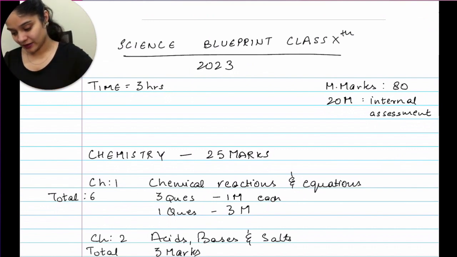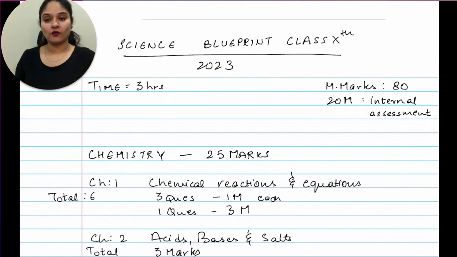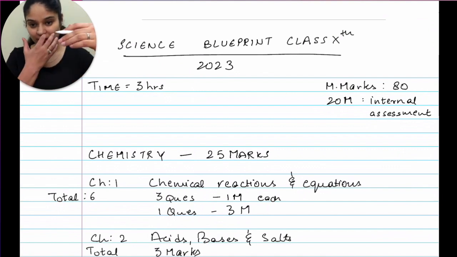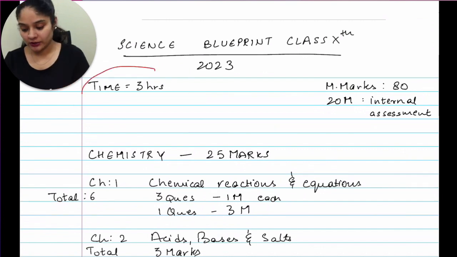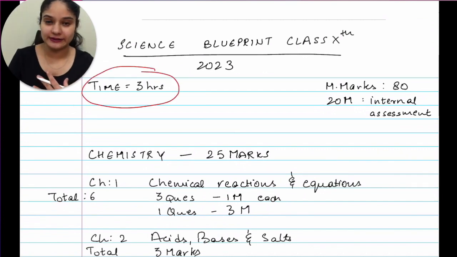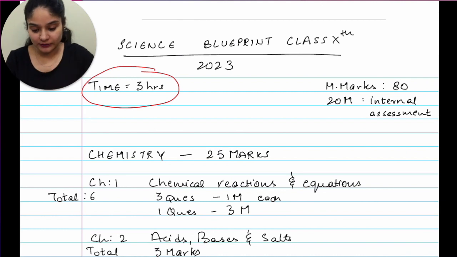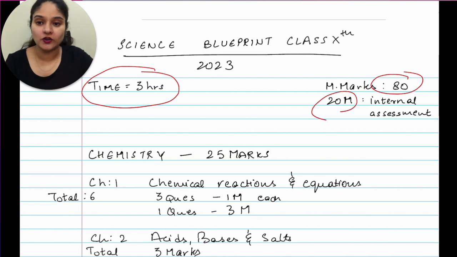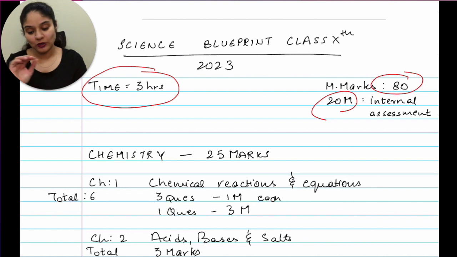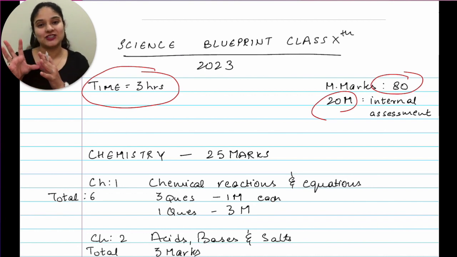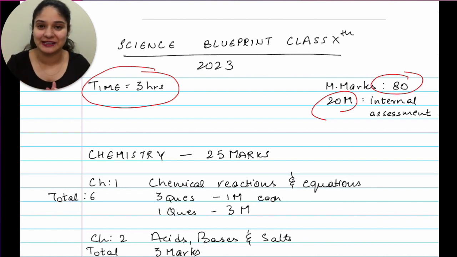Now, let's get started with the understanding of what the question paper would look like. The first thing is that the time allotted to you is 3 hours for the entire science examination. Total marks in the written exam would be 80 and 20 marks are for your internal assessments. The entire science subject is divided into 3 portions, that is chemistry, physics and biology. I'm going to discuss each part and each chapter as to how many marks you can expect from that.